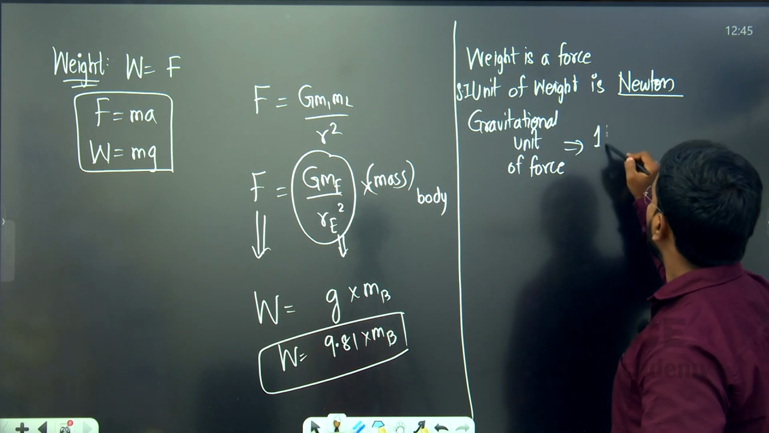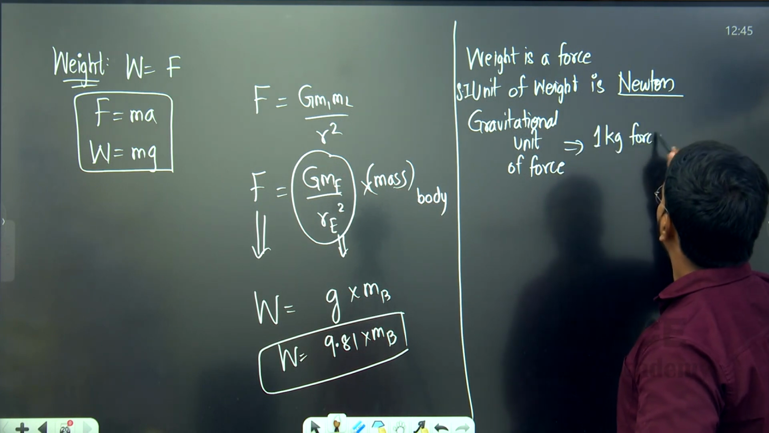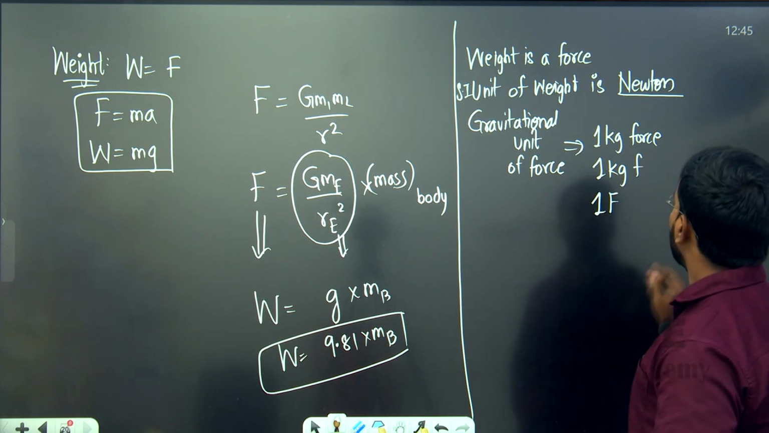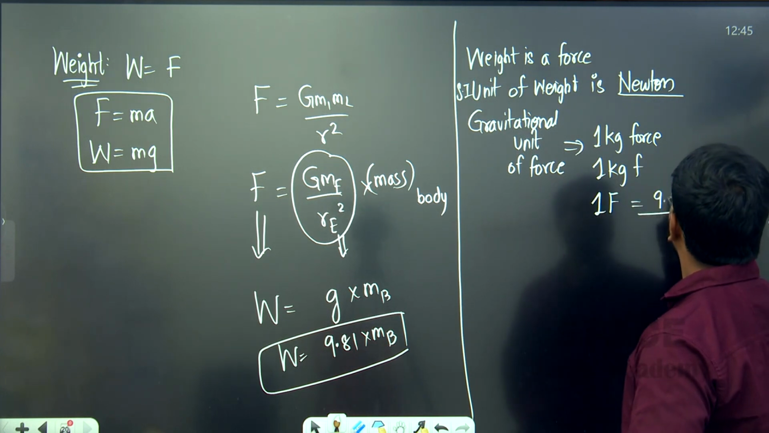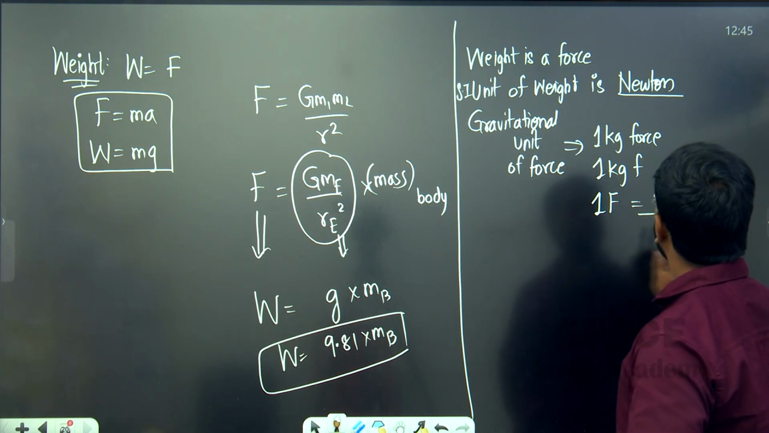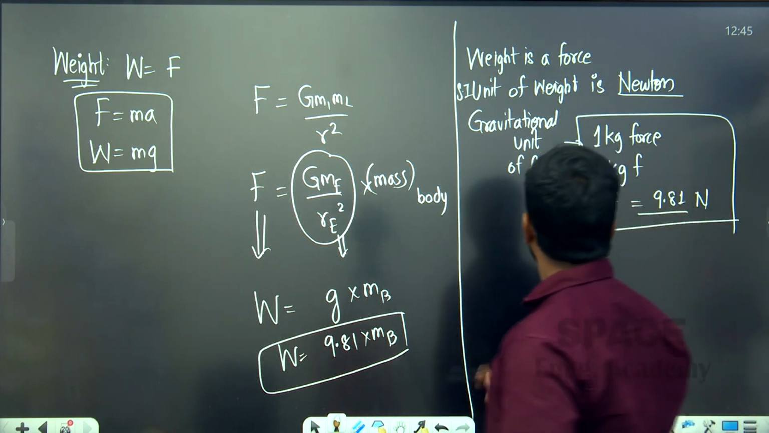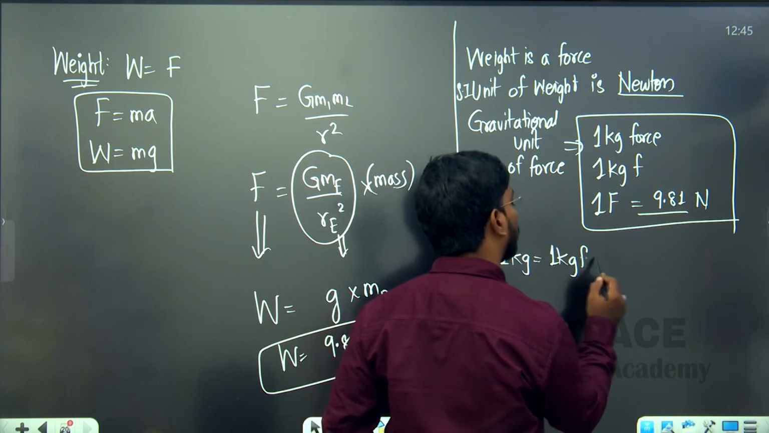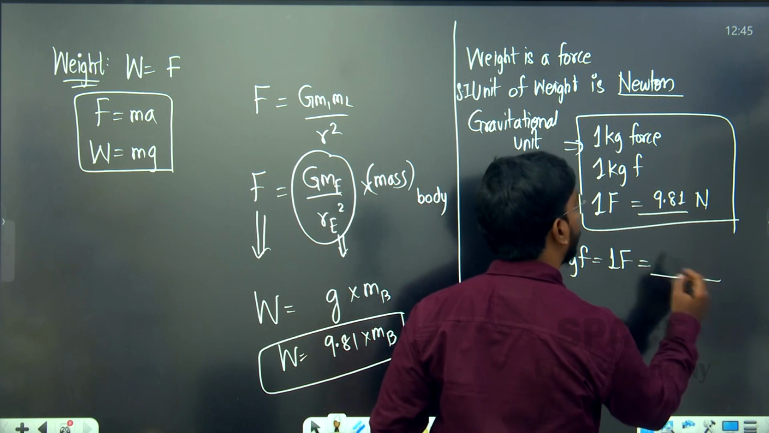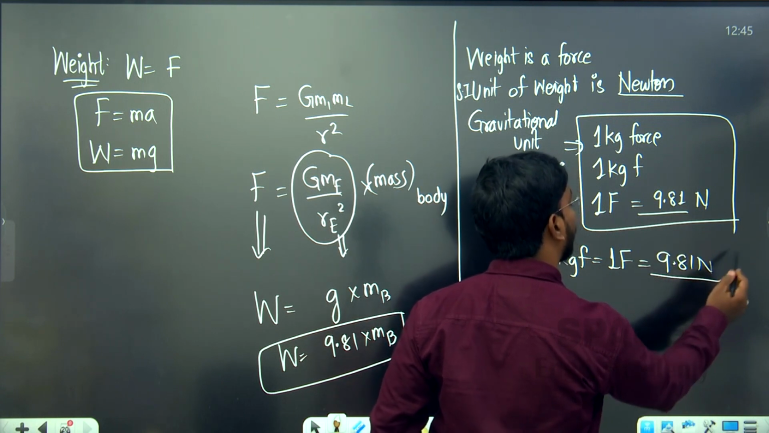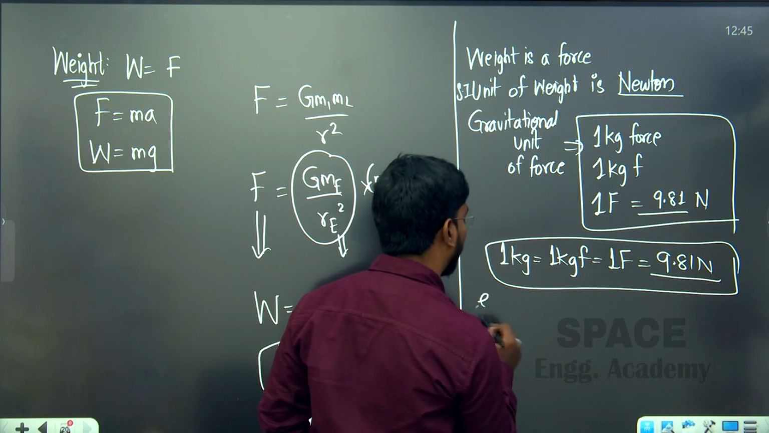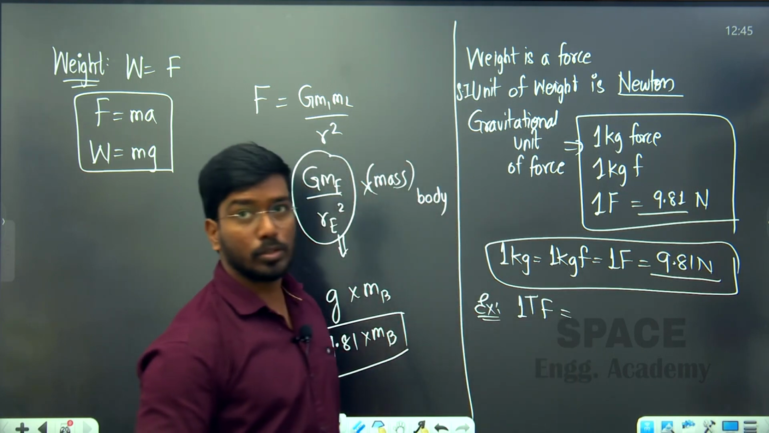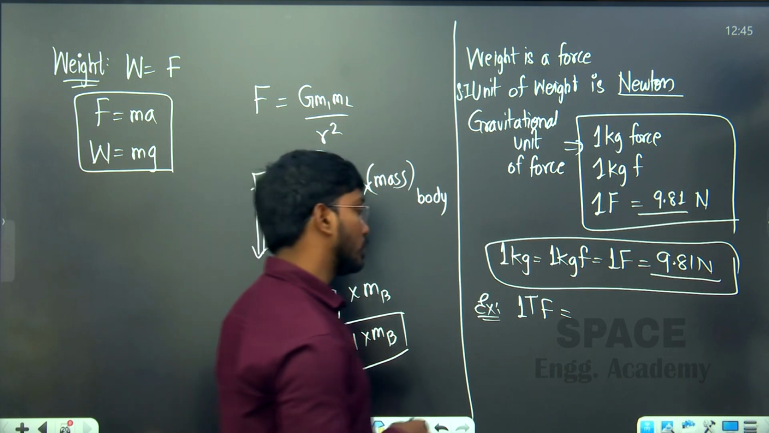that is 1 kg force, 1 kgF, 1 capital F is equal to 9.81 newtons. This we need to memorize. Okay, 1 kg force is equal to how many newtons? 9.81 newtons. For example, if the question is given like this, 1 ton force TF, 2 TF, 3 TF, 10 TF, ton force is given.